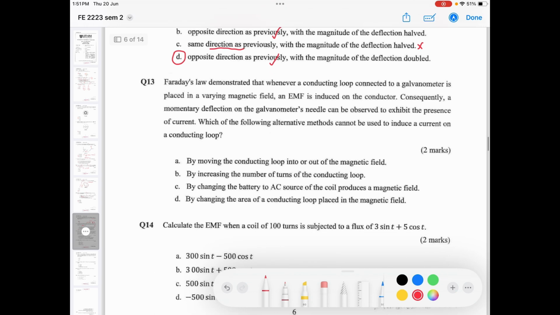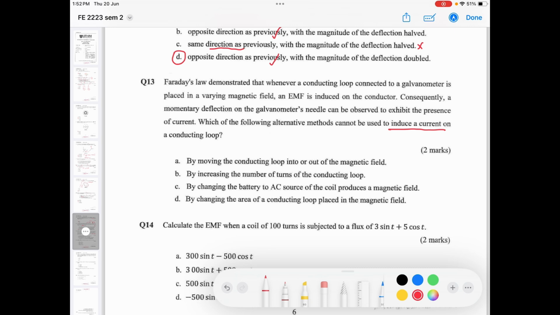Answer is D. Faraday's law demonstrated that whenever a conducting loop connected to a galvanometer is placed in a time-varying magnetic field, an EMF is induced on the conductor. Consequently, a momentary deflection on the galvanometer needle can be observed to exhibit the presence of currents. So which of the following alternative methods can be used to induce a current on a conducting loop? How to generate current?